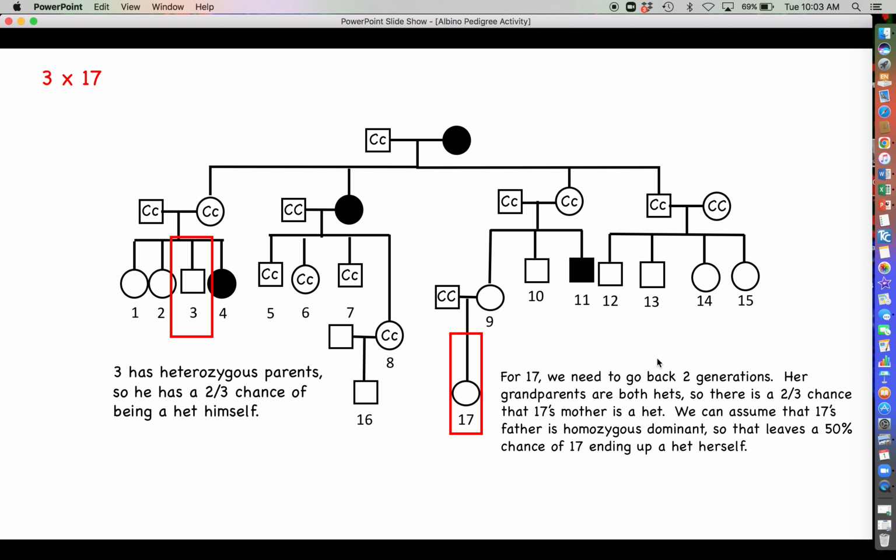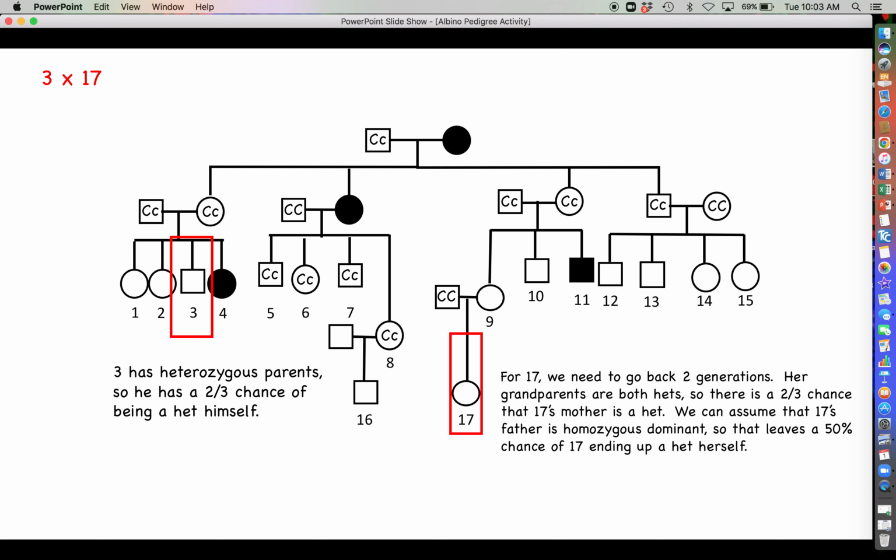So as it says here for 17, we actually need to go back 2 generations. We see that her mother, we don't know her genotype, so to figure that out, we need to look at 9's parents. 9's parents are both heterozygotes, so technically 9 has a 2 in 3 chance of being heterozygous herself.